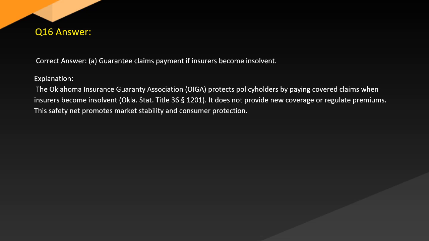Explanation. The Oklahoma Insurance Guaranty Association (OIGA) protects policyholders by paying covered claims when insurers become insolvent. Oklahoma Stat. Title 36 §1201. It does not provide new coverage or regulate premiums. This safety net promotes market stability and consumer protection.